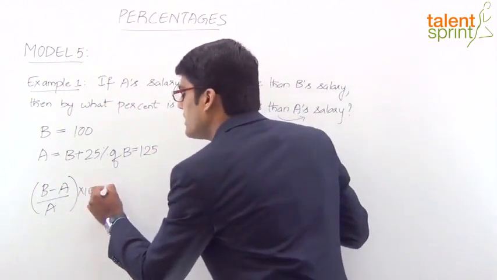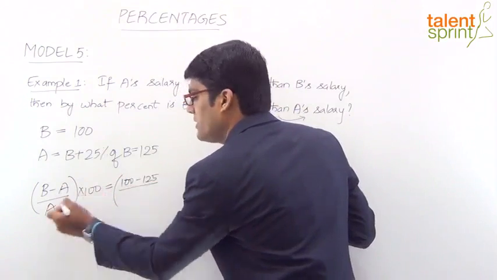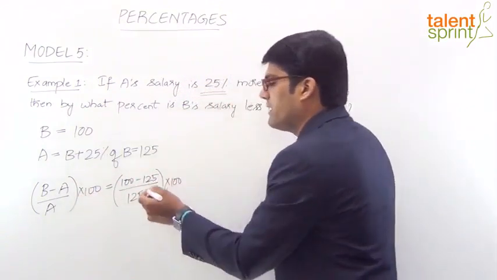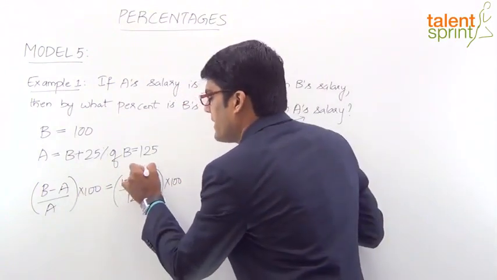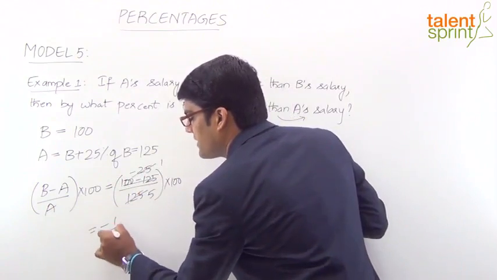Let us substitute the values. So B minus A, 100 minus 125, upon A. What is A here? 125, into 100. Now 100 minus 125 is minus 25. Minus 25 by 125. So this is 1 by 5. Actually minus 1 by 5 into 100.